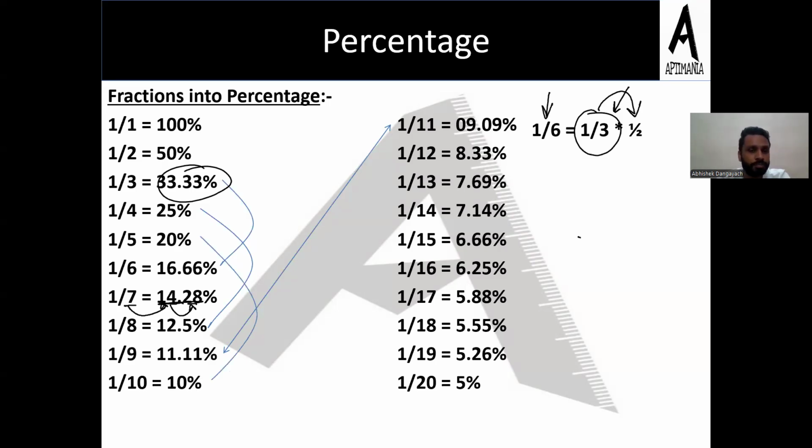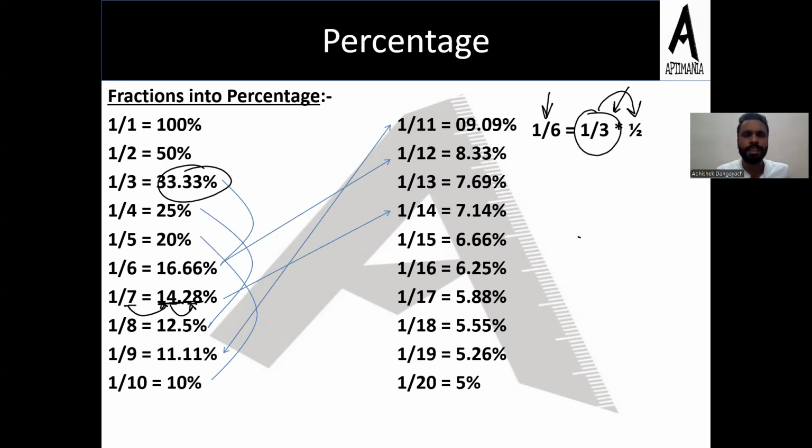20% का आधा होता है 10%. 1 by 11 we are already done with. 1 by 12 is half of 1 by 6. 16.66, half is 8.33. 1 by 13, it's a prime number. You have to learn this value. 1 by 14, it's half of 1 by 7. 14.28, half is 7.14.